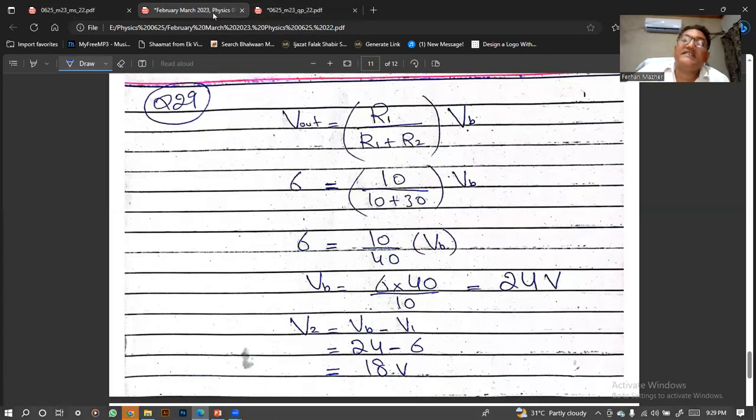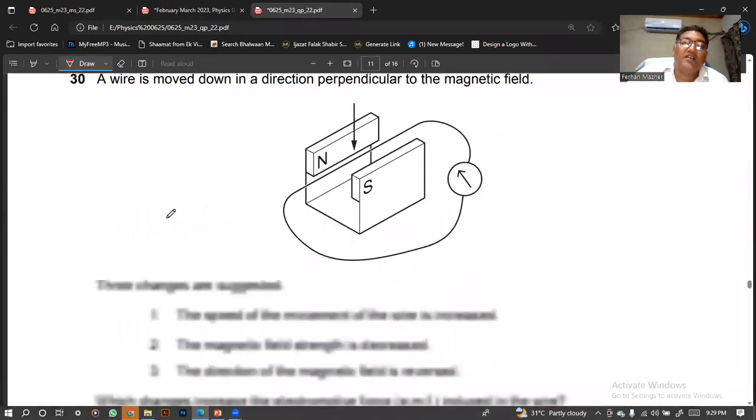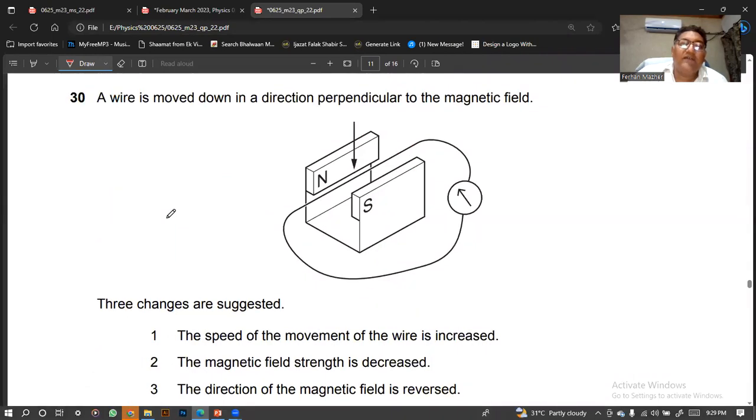This is how it is done. Okay. Question number 30. A wire is moved down in a direction perpendicular to the magnetic field. So obviously the EMF will be induced in that wire. Three changes are suggested. The speed of the movement of the wire is increased.